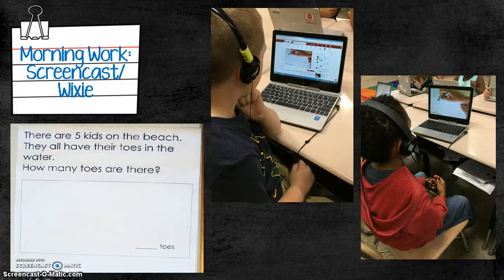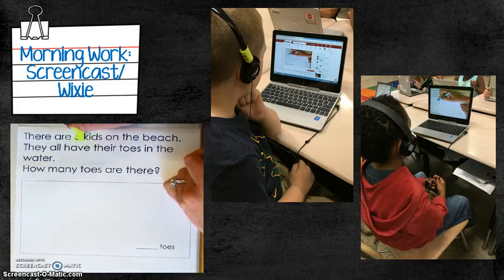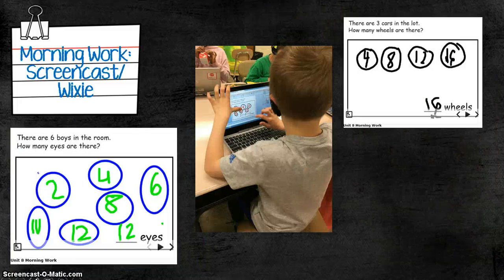So in this case, I assigned this screencast. They watched it. It was only maybe a minute long. Didn't take much time at all. And then they were assigned a Wixie project to practice what they just watched in the video. And in this Wixie, I think it was 2 or 3 pages. It just had the same type of math problem. They had to solve it using the pen tool, write an answer, and then that was it. It probably took them 5, maybe 10 minutes to do this Wixie.